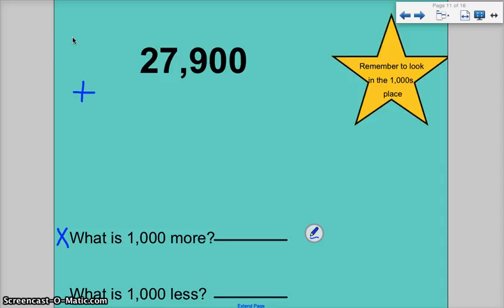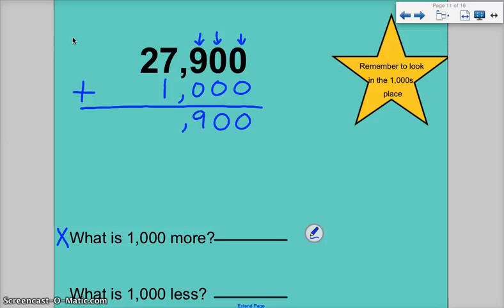I know that more means I need to add. So I'm going to add 1,000 to 27,900. Starting in the ones place, 0 plus 0 is 0. Moving to the tens place, 0 plus 0 is 0. Moving to the hundreds place, 9 plus 0 leaves me with 9. Don't forget your comma. Now I'm in the thousands place. This is where I should see some change. 7 plus 1 would be 8,000, and 2 plus 0 is 2.